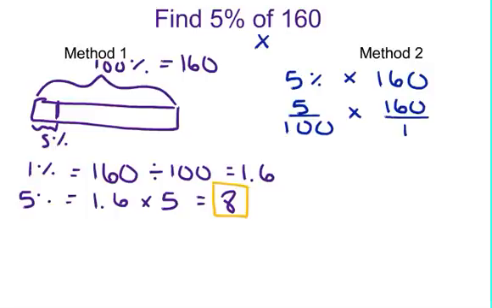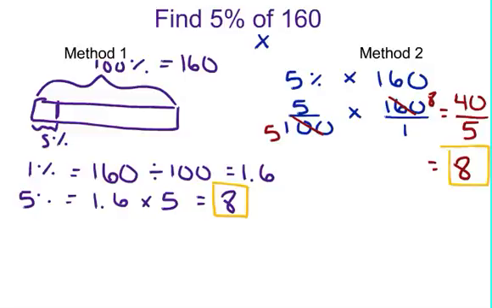In this one, we can cross simplify. We can divide both sides by 20. So 100 divided by 20 really equals 5. And 160 divided by 20 equals 8. When you multiply across, 5 times 8 is 40. And 5 times 1 is 5, which equals 8. So we find that 5% of 160 is 8.